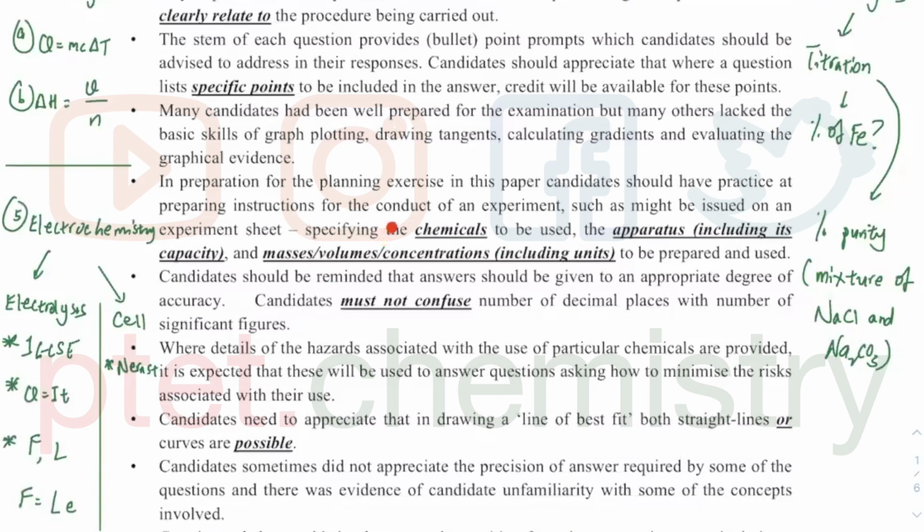Okay, do not write a marking scheme. Be straightforward, but explain yourself. Do not give a one-word answer. You are not writing a marking scheme. You want to specify stuff, especially when the questions ask what chemicals, what apparatus, what are the quantities that you should be using. This is in the planning, yeah?